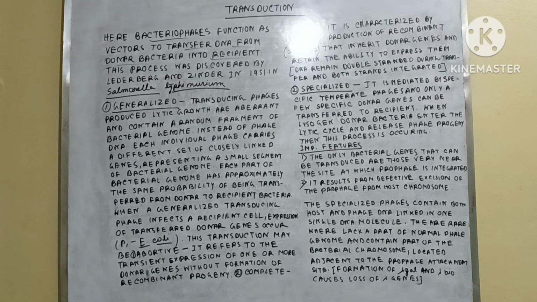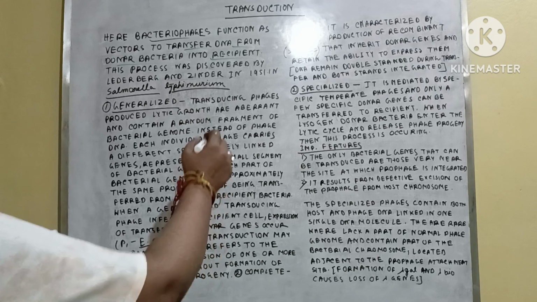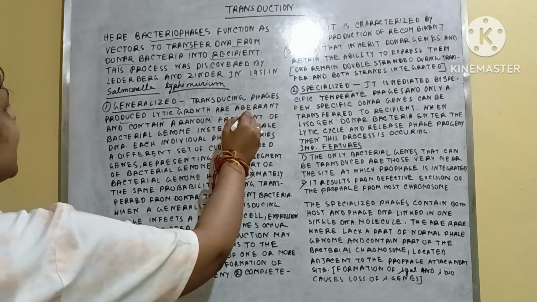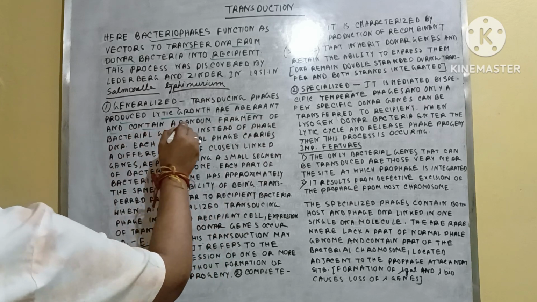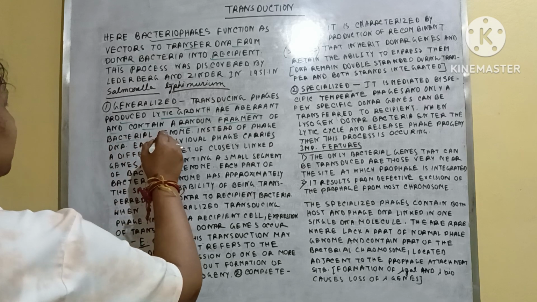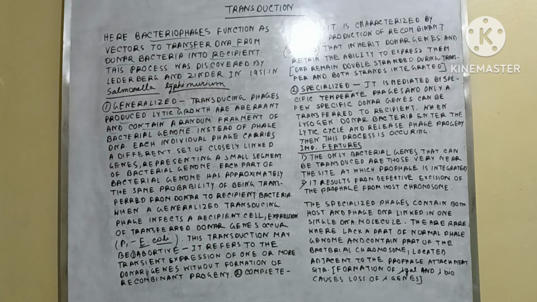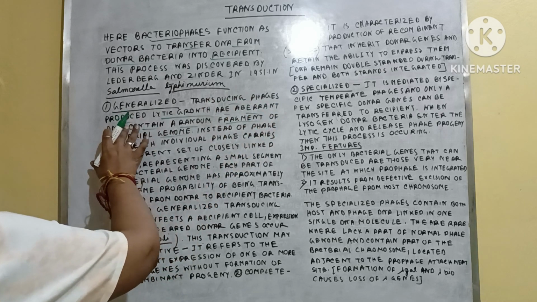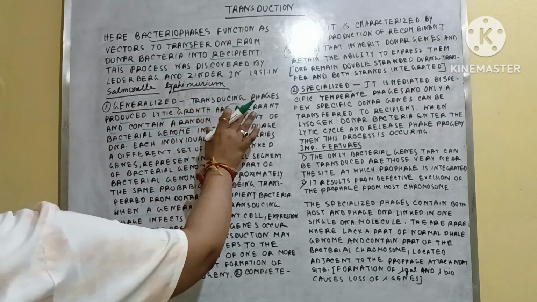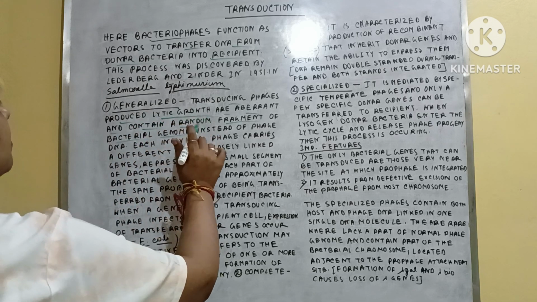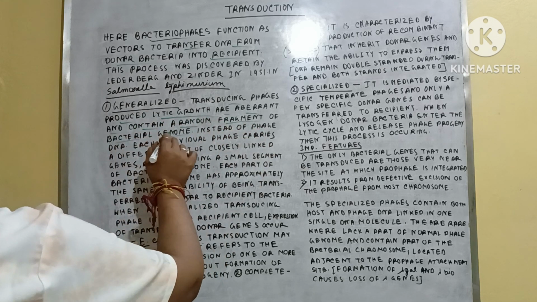Two kinds of transduction process we can see here: one is the generalized process and another is the specialized process. In the generalized process, the transducing phages that produce the lytic growth are aberrant and contain a random fragment of bacterial genome. So what is this saying? Here the transducing phages that produce the lytic growth are aberrant and contain a random fragment of bacterial genome.